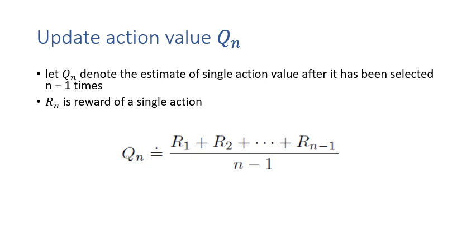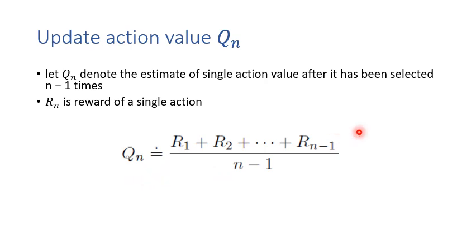Now let's see how to update the action value Q. For simplicity, let's consider only a single action. Let Q_n denote the estimated value of the single action after it has been selected n-1 times, and R_n is the reward of the single action. Then the relation between R_n and Q_n can be formulated as this.